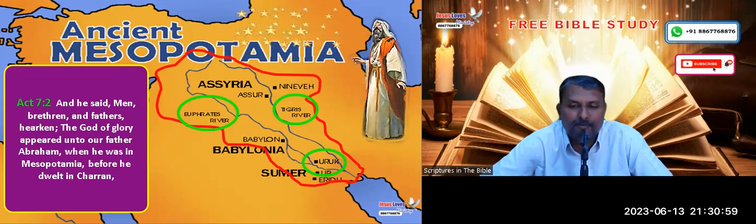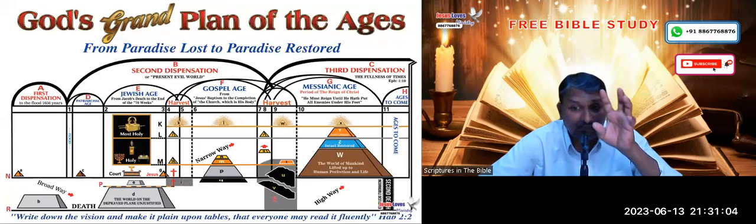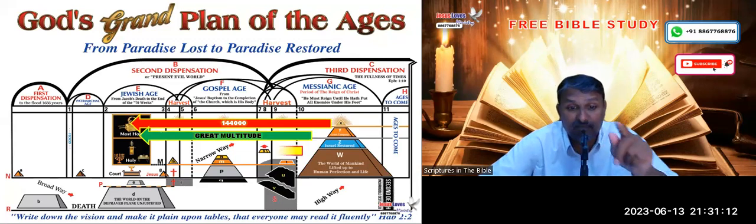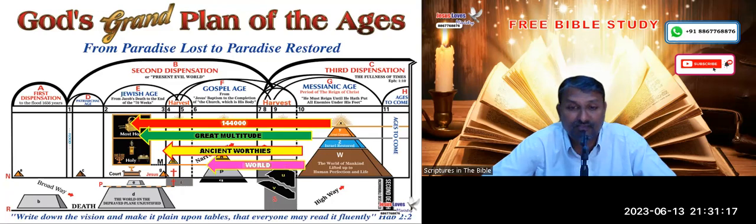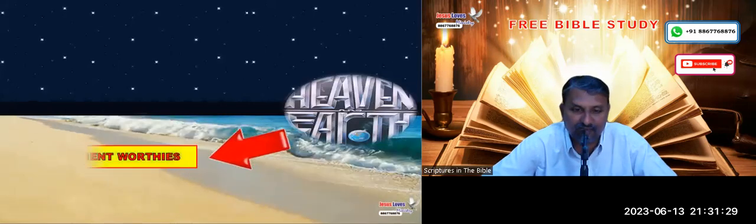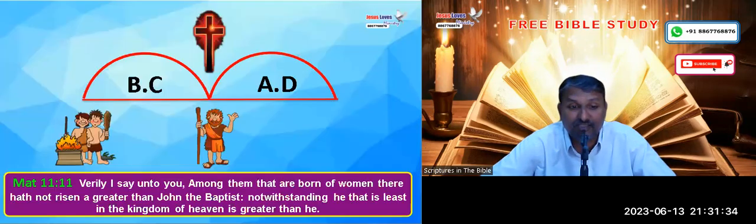Okay. Now, you see, this means the third group, the river which goes to Assyria, represents the ancient worthies. Why? Abraham is there. Abraham was famous for what? Faith. Correct, no? His faith, yeah. So similarly, the faithful warriors of the Old Testament, the ancient worthies who proved their faithfulness to the Lord. You see, let it be anybody. So this is the third category.